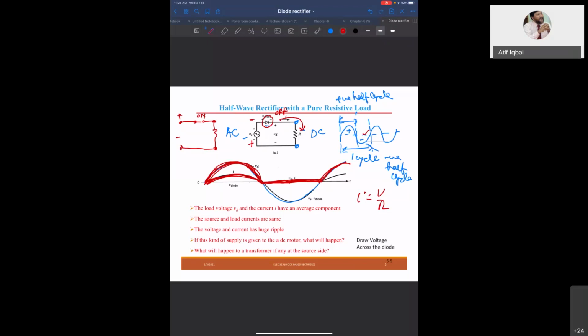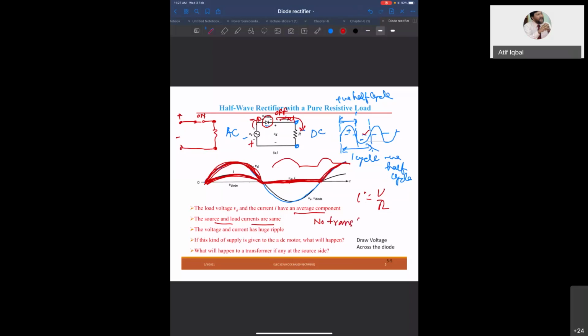Now, the load voltage and the current have an average component. The source and the load current are the same, because you see here, this is the source current and this is the load current. It is a simple series circuit. So on my source side, the source current is always DC, so the source current and the load current both are DC. And that is why we do not use a transformer on the source side of a half wave rectifier. No transformer is used.